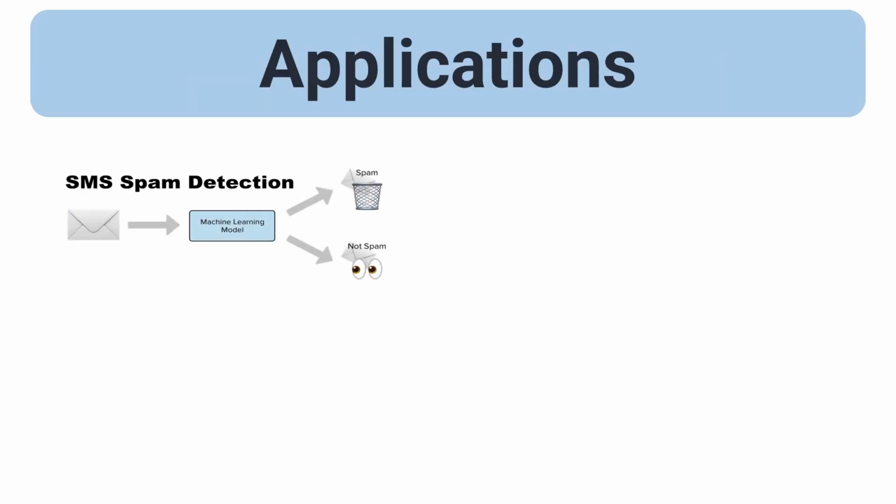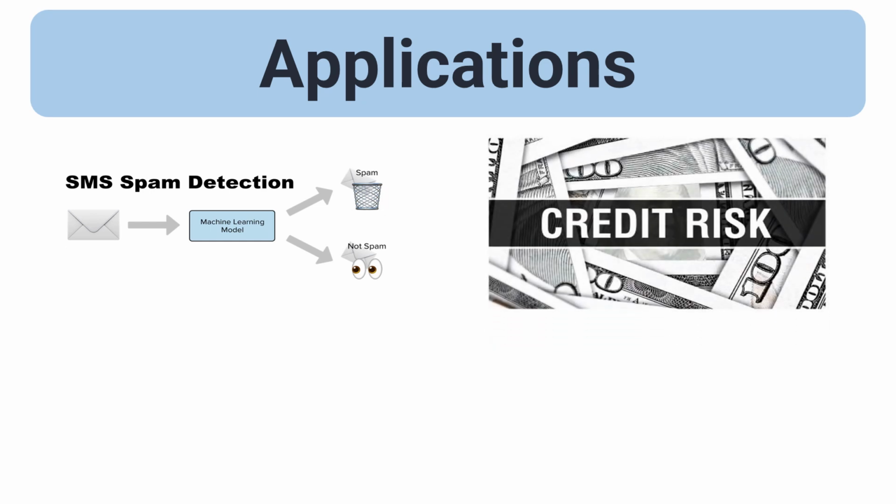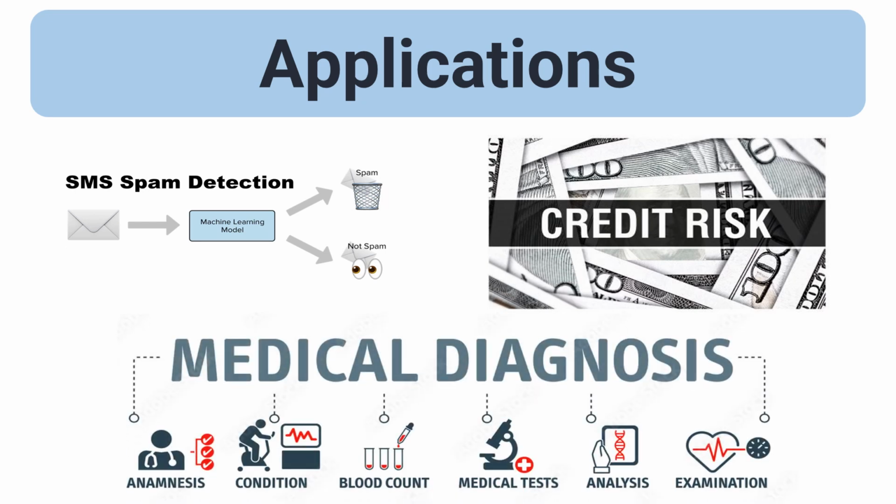Applications. Spam detection. Logistic regression can be used to classify emails as spam or not spam based on various features. Credit risk analysis. It's employed in finance to assess the risk of default by borrowers. Medical diagnosis. Logistic regression helps in predicting the likelihood of a patient having a particular disease based on symptoms and test results.